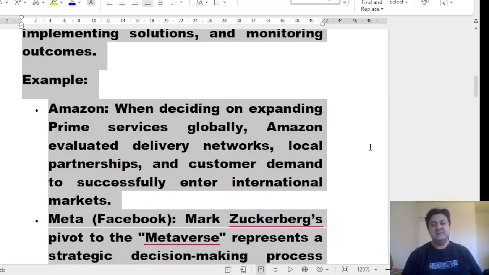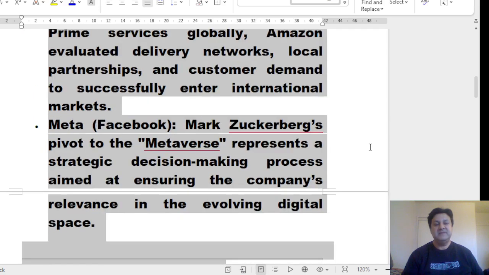Example is Amazon, deciding on expanding Prime services globally. Amazon evaluated delivery networks, local partnerships, and customer demand to successfully enter international markets. Meta, Facebook: Mark Zuckerberg's pivot to the metaverse represents a strategic decision-making process aimed at ensuring the company's relevance in evolving digital space.